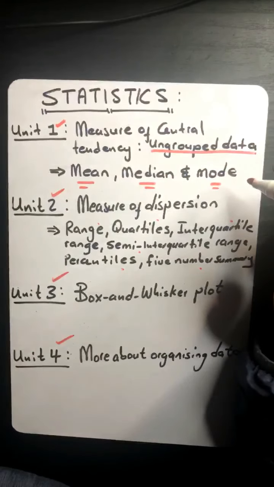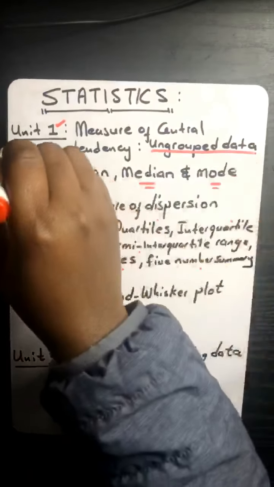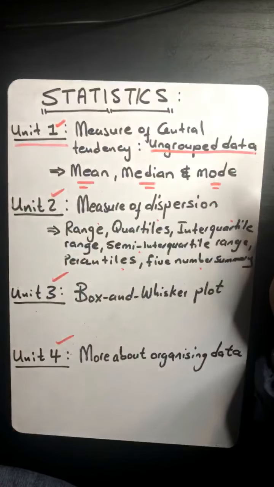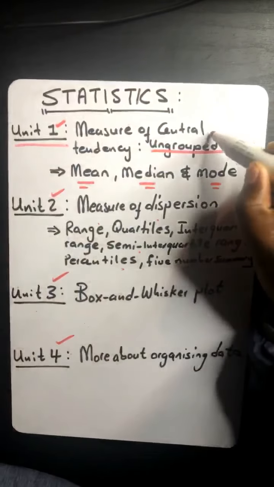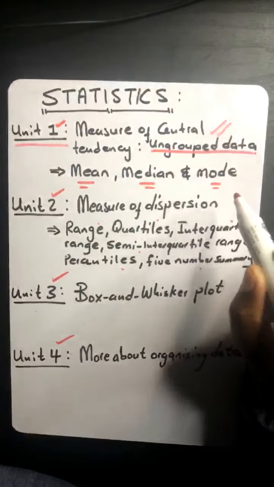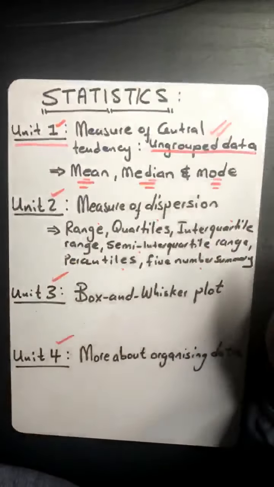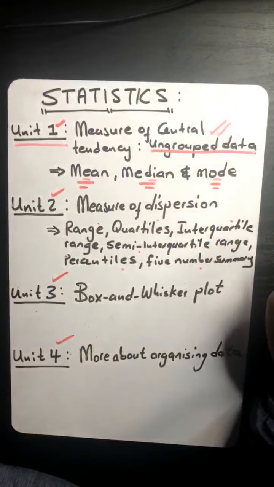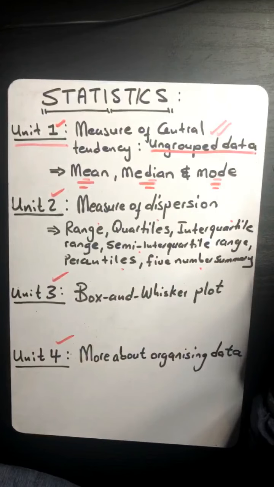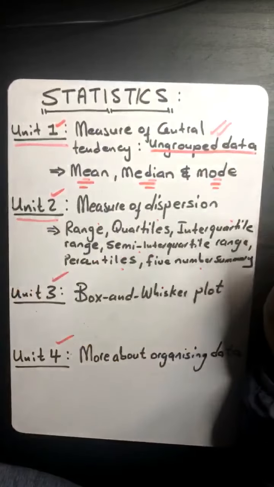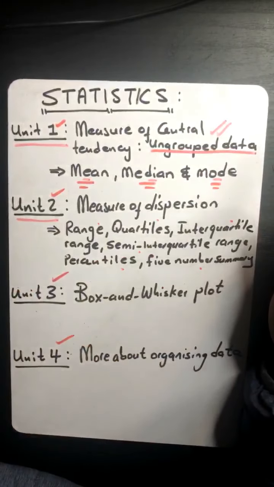So, yesterday, we did Unit 1. We studied the measure of central tendency, where we focused on ungrouped data to calculate the mean, the median, and the mode. And I suppose all of you guys did understand the business of yesterday's lesson. So in today's lesson, we'll be looking at unit number 2, where we'll study the measure of dispersion.